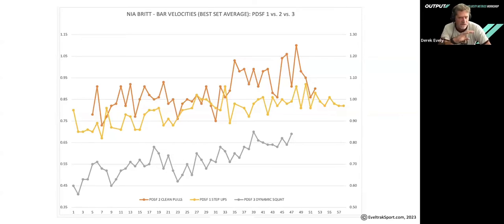So 3 completely different exercises, 3 completely different loading schemes. The dynamic squat was sets of 5 within whatever the zone was. The sets of clean pulls was a faster speed, obviously, but I think those were sets of 2 or 3. And the step ups were sets of 8 to 10 or 12.